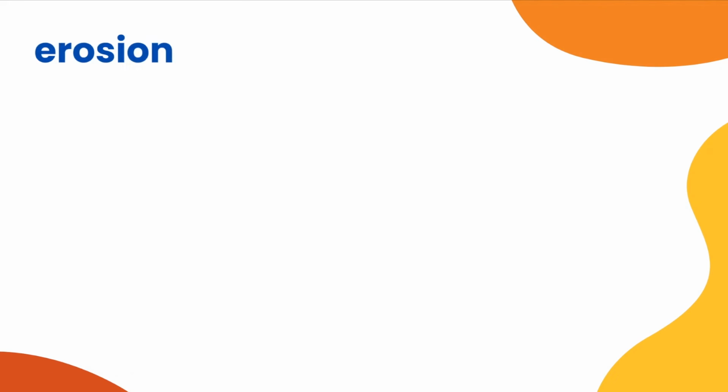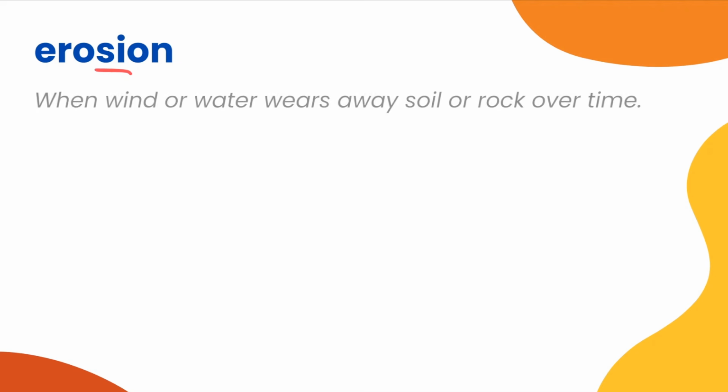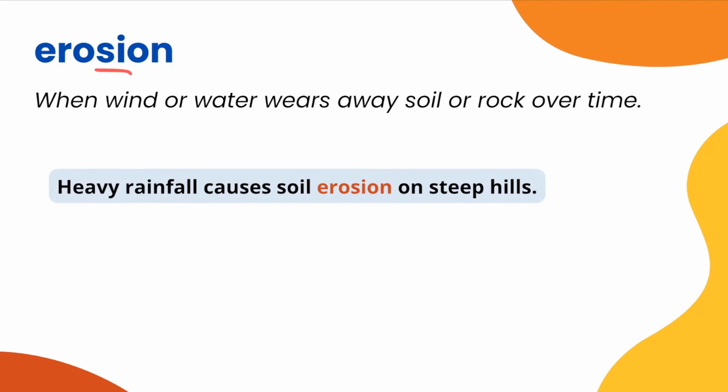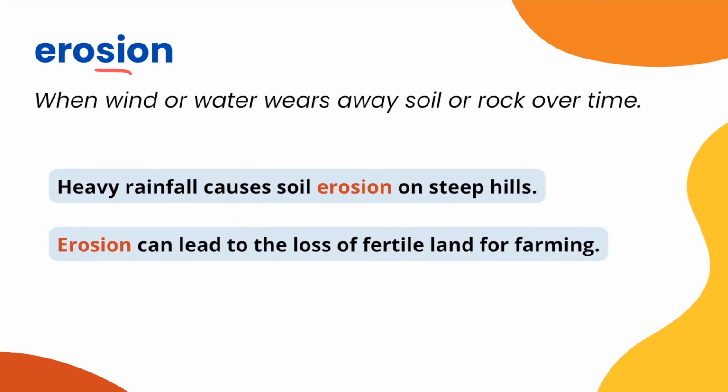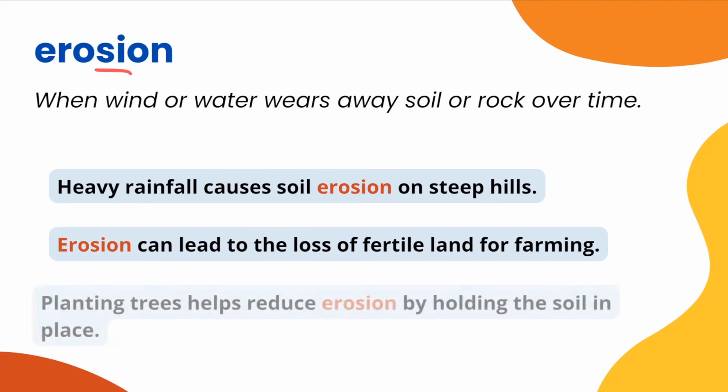The next word, erosion. Erosion. This SI here makes the J sound. Erosion. This is when wind or water wears away soil or rock over time. So, for example, heavy rainfall causes soil erosion on steep hills. Erosion can lead to the loss of fertile land for farming.